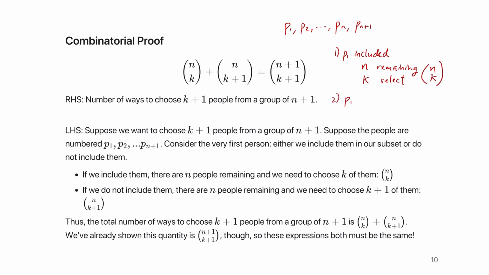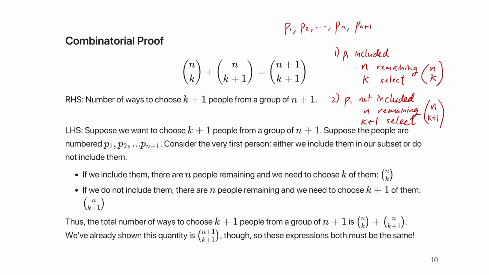Our second case is person 1 is not included. Right? And so in that case, there's still n people remaining, but we need to select k plus 1 of them, because we need k plus 1 people total. In the first case, we selected person 1, so they're now part of our group, so we only need to select k of the remaining. But in the second case, we're not selecting person 1, so we still need k plus 1 people. Is that clear? And so in that case, you can do this in n choose k plus 1 ways. Is that clear?